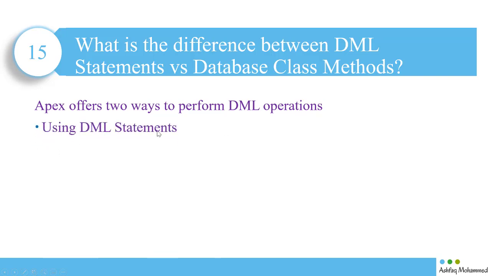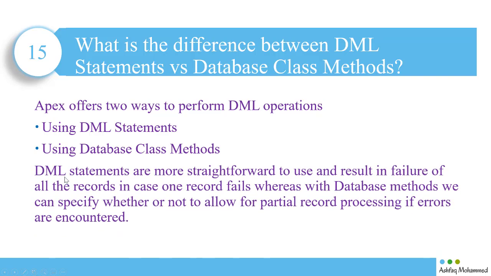The first way is using a DML statement, and the second is using the Database class method. Okay, these are the two ways we can do insert and update in Salesforce. DML statements are more straightforward to use, but they result in failure of all the records in case one record fails. If you go back to my previous example, where I am trying to insert Acme and Google, what will happen if I write an insert statement? If one record fails, then all the records will fail for that transaction.